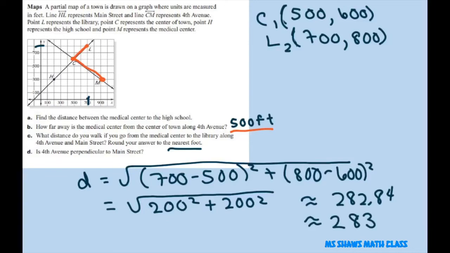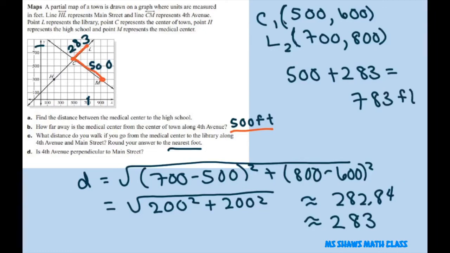So now what we have to do is, this is 500 here, this is 283, so you add those up and you get the total. 500 feet plus 283 feet equals 783 feet. And is 4th Avenue perpendicular to Main Street? That's a no. We haven't even done the slope, but it's not marked as perpendicular. Since it's not marked as perpendicular, we don't know.